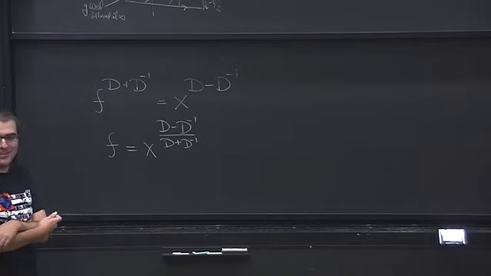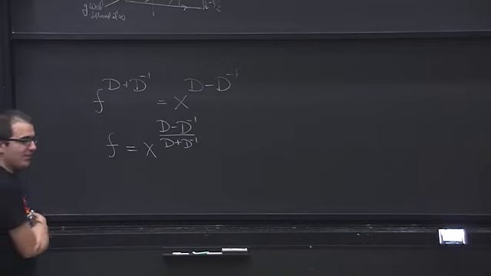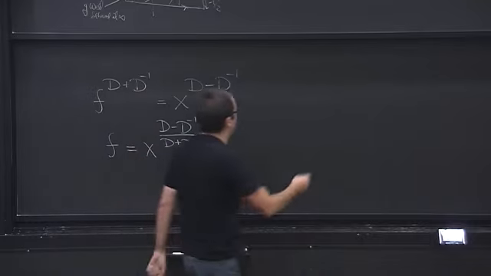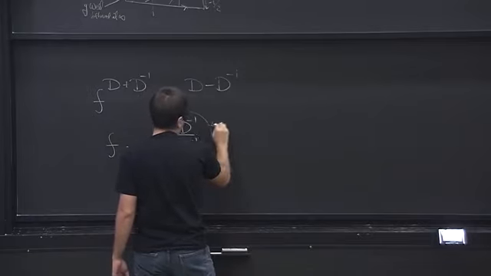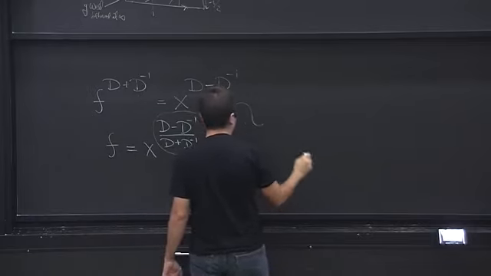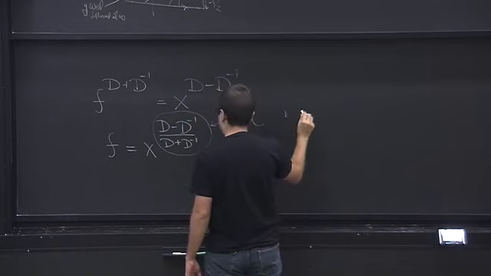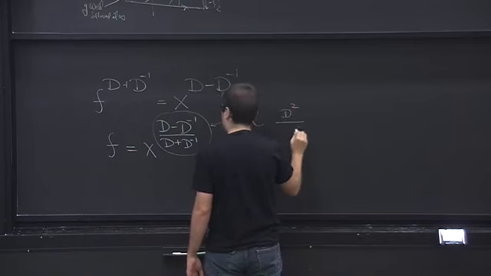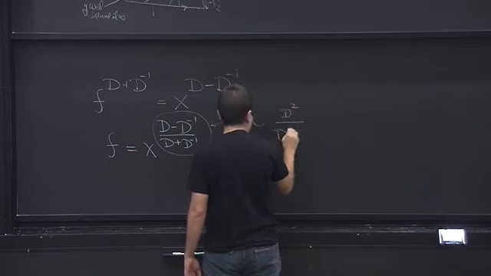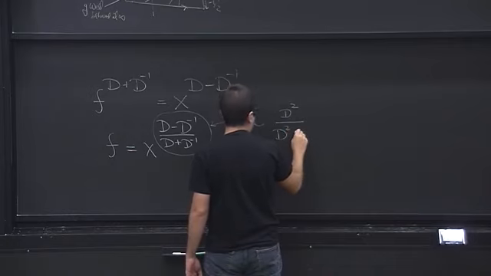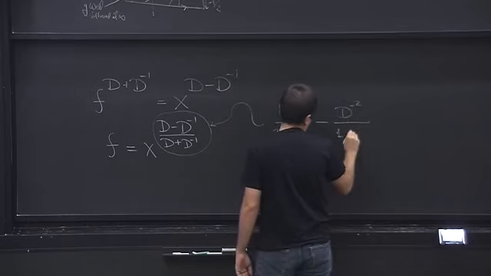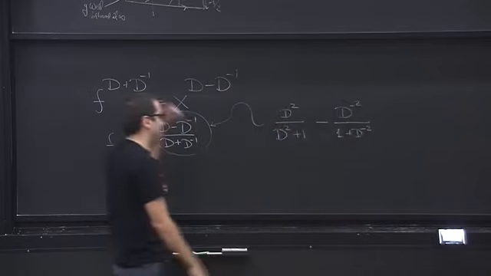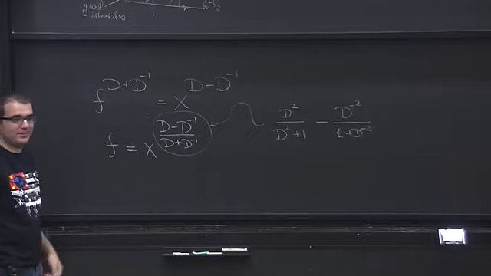But now this looks a bit insane, because we have to make sense of this expression. So now let's make sense of this. So what could this expression here be? Well, let me write this in the following way. Let me say that this is d square over d square plus 1 minus d to the minus 2 over 1 plus d to the minus 2. Okay, this is true, just an equality.